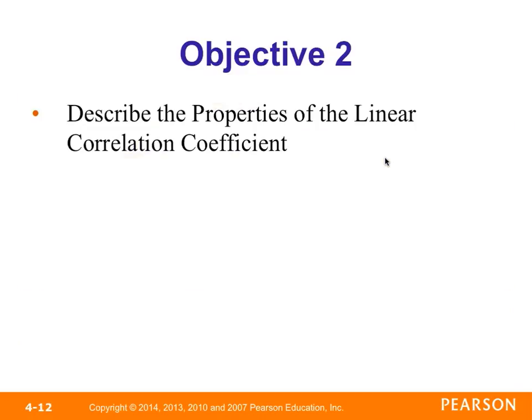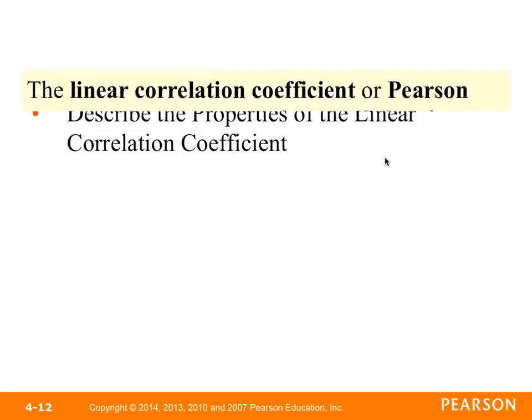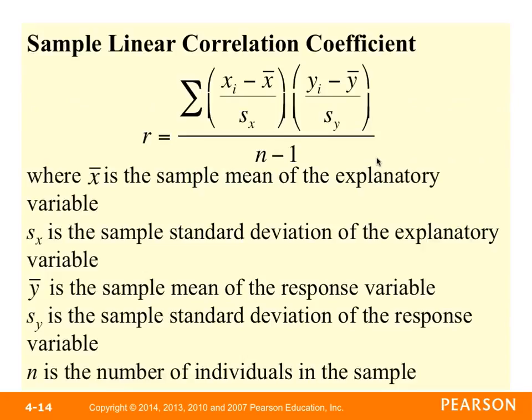Objective 2 is to describe the properties of the linear correlation coefficient. The linear correlation coefficient, or the Pearson product moment correlation coefficient, is a measure of the strength and direction of the linear relation between two quantitative variables. The Greek letter rho represents the population correlation coefficient, and r represents the sample correlation coefficient. We're only going to look at the sample correlation coefficient formula.